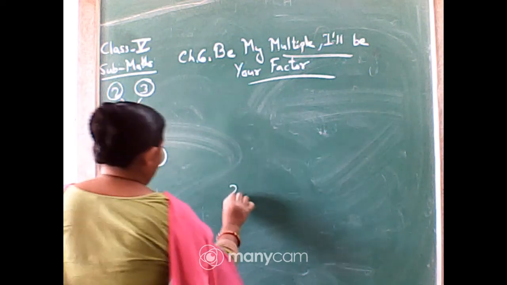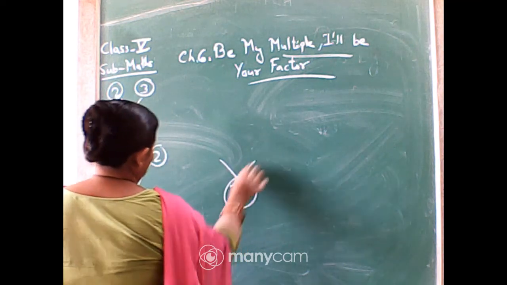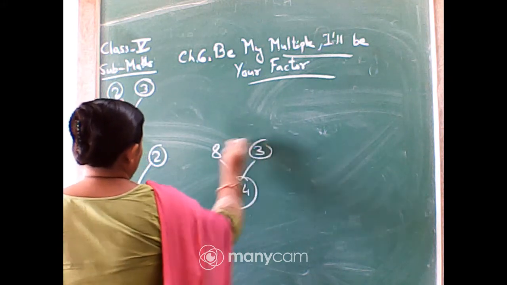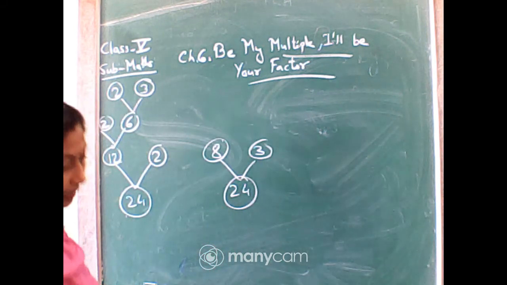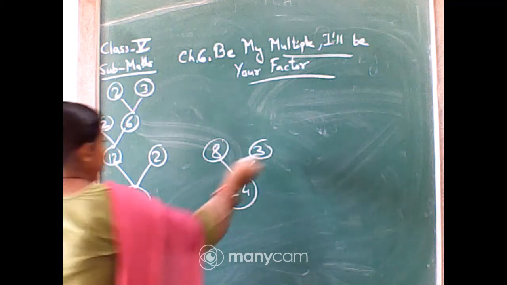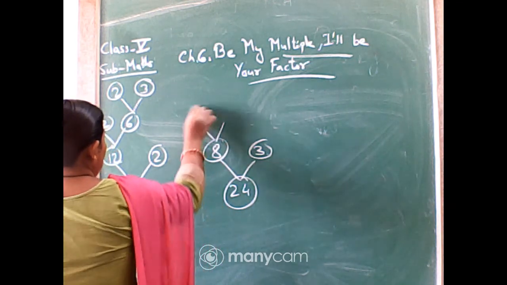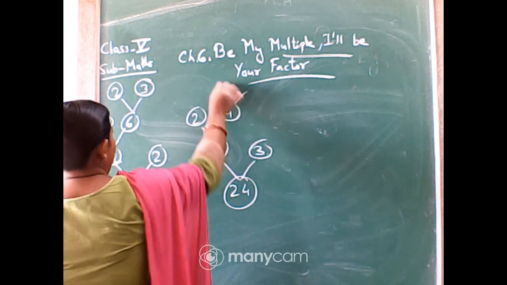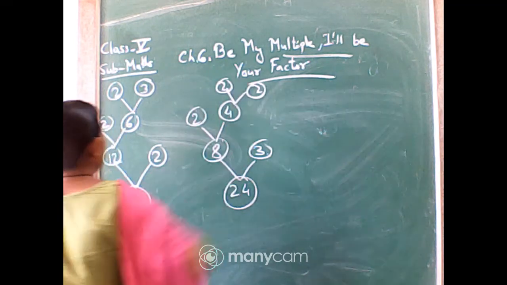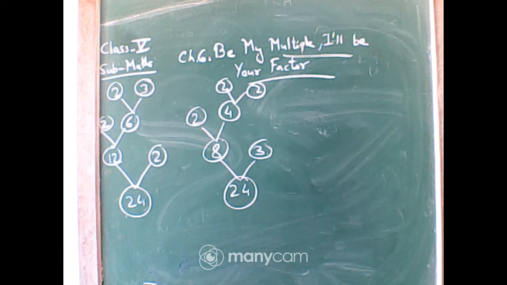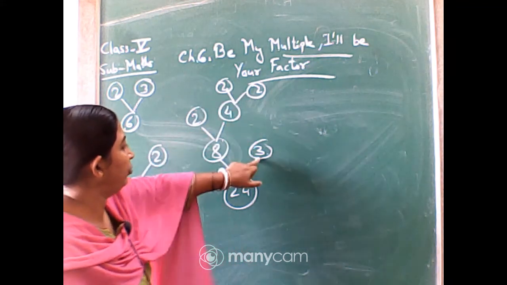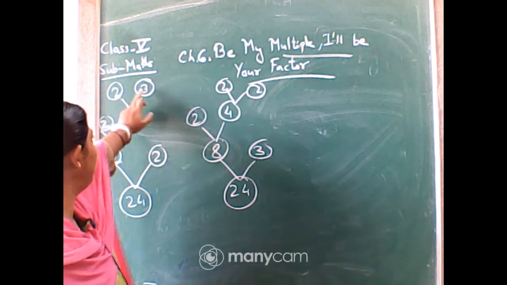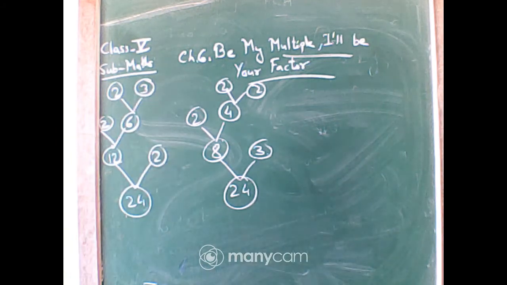Next, again 24. 8 into 3. Now this 8 into 3. 3 is a prime number, you can't divide it. 2 into 4 and 4 you can divide. 2 into 2, isn't it? You have to divide till the last one is a prime number, and when you multiply 2 into 2 into 2 into 3, you get 24. Here also 2 into 2 into 2, 3 into 2, it is 24.